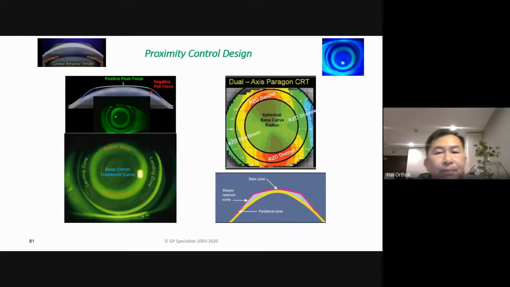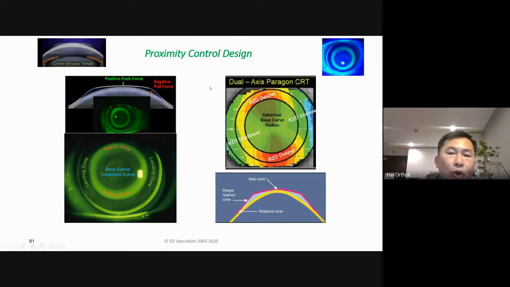Well, as we know, Paragon CRT is the safest design that we have globally. Why is it safe? Because it's very gentle. It reduces the height of the base curve, the alignment curve, or reverse zone, the returning zone depth, in order to touch the cornea slightly and gently.